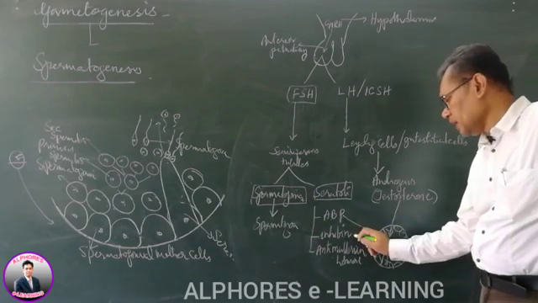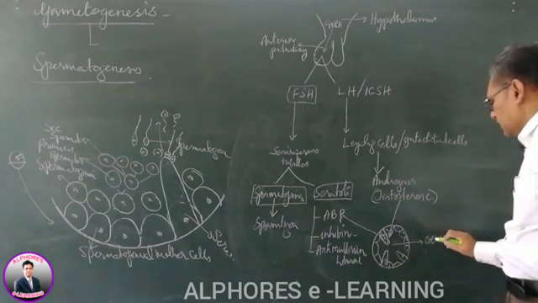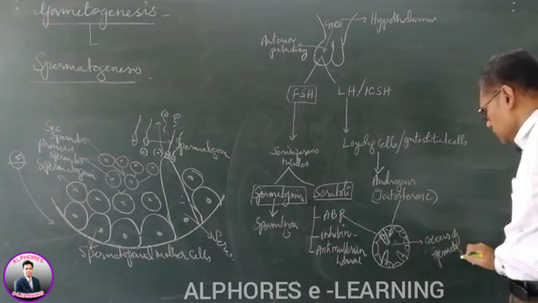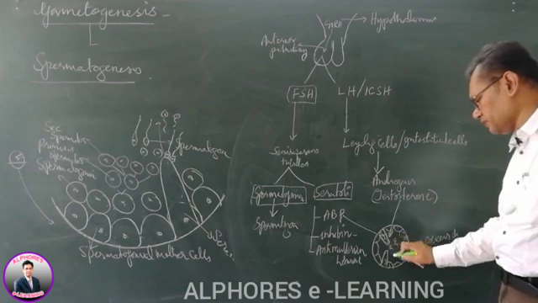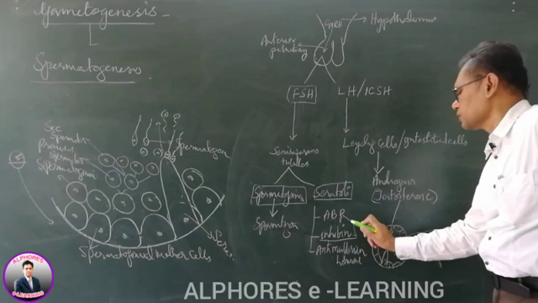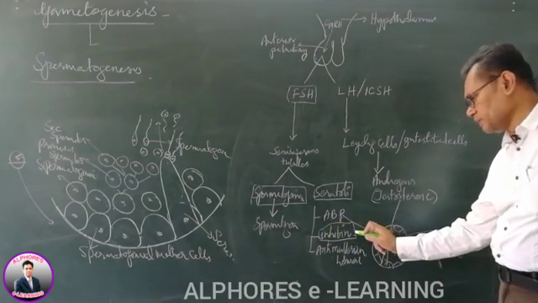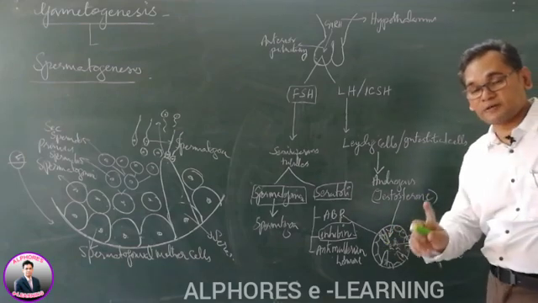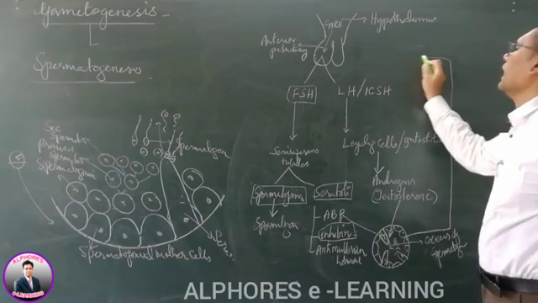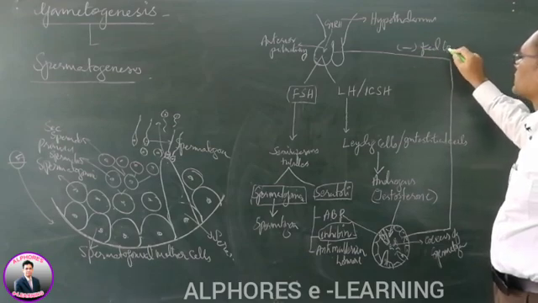Then inhibin, if there is excess, now this is excess of spermatozoa in the seminiferous tubule, gives a negative feedback. This inhibin is produced by the Sertoli cells. Sertoli cells produce inhibin when there is excess of spermatozoa in the seminiferous tubule, and it gives a message to the anterior pituitary. This is a negative feedback mechanism.